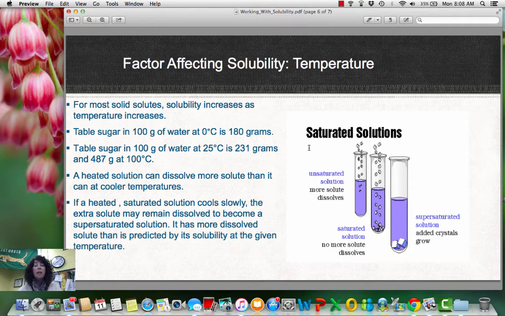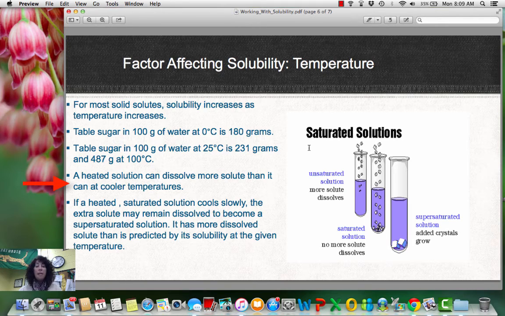Now, another thing that can affect the solubility, of course, is temperature. For most solid solutes, if we increase the temperature, we're going to increase the solubility. So, for instance, if we're working with just sugar and water, we can dissolve a certain amount of sugar in 100 grams of water at 0 degrees Celsius. But if we increase the temperature of the water, we'll be able to dissolve more sugar. A heated solution can dissolve more solute than it can at cooler temperatures.